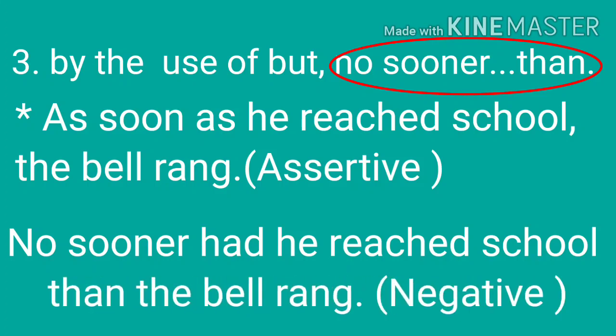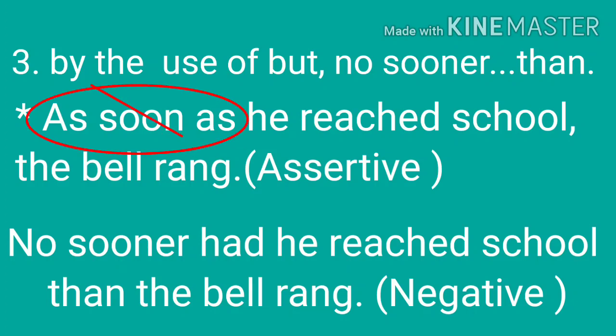All right. So in this sentence, since we have "no" in it, it is a negative sentence. And we've changed the sentence by changing "as soon as." Okay, we have replaced "as soon as" with "no sooner." And when we use "no sooner" in a sentence, it has to be followed by "than." No sooner than. So the negative sentence would be "No sooner had he reached school than the bell rang." Okay, the meaning remains the same. "As soon as he reached school, the bell rang."